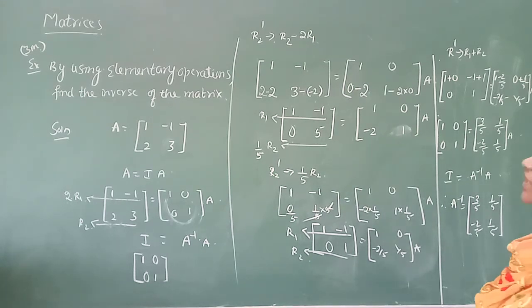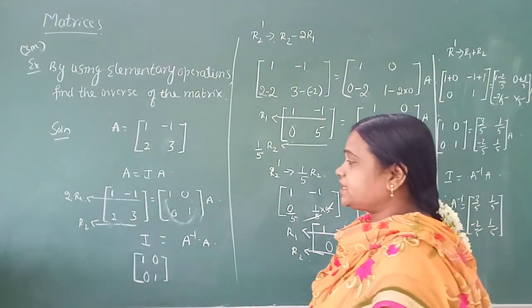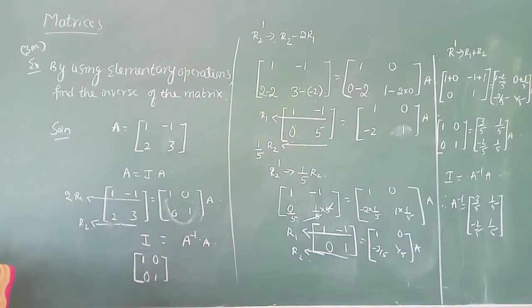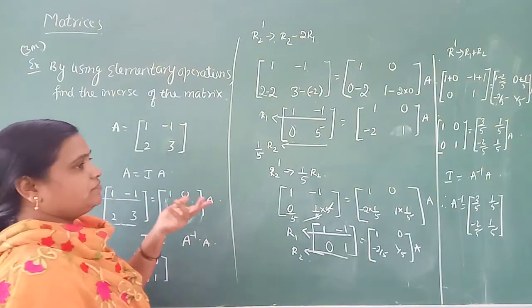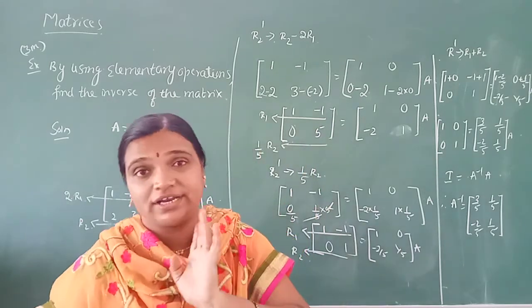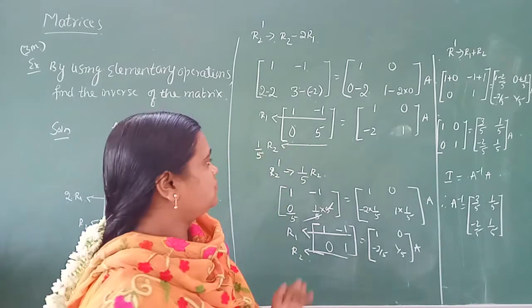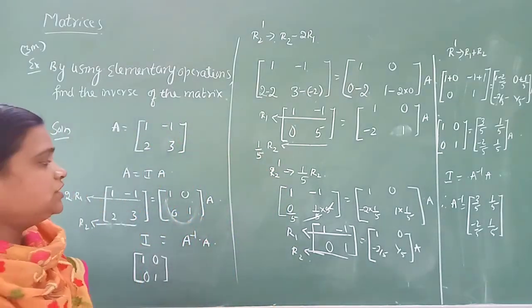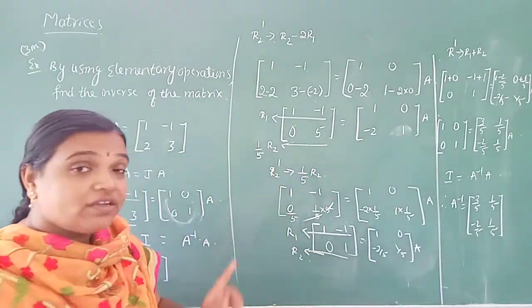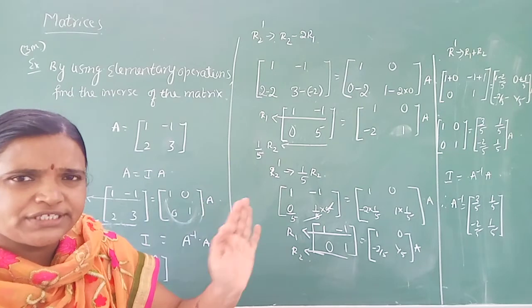Next, we have done this, this is 0. And the next step is to convert this 3, but here instead of 3 we got 5. Therefore, this 5 we are converting in terms of 1. For that, what are we doing here? Multiplying by 1 by 5, so that we get 1. Therefore R2 dash equals 1 by 5 R2. Multiplication in the second row will affect only the second row. There is no change in the first row.